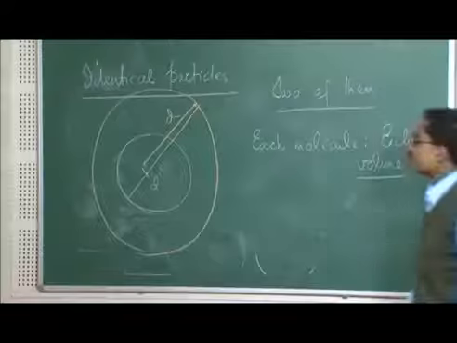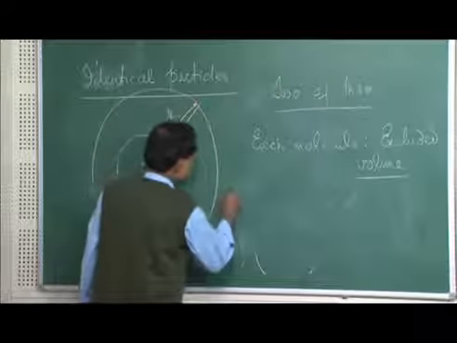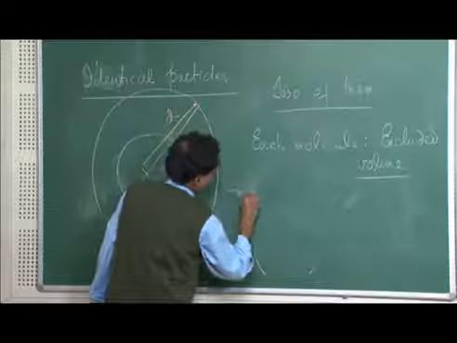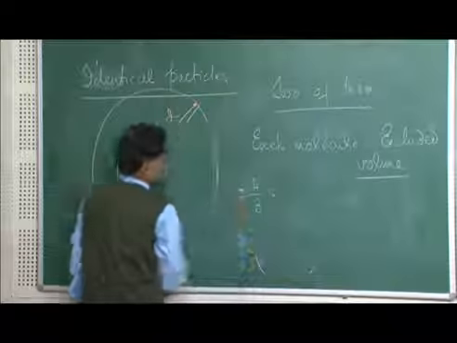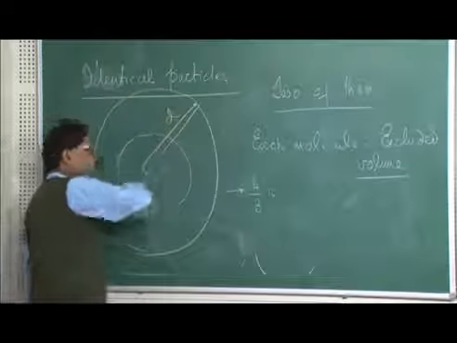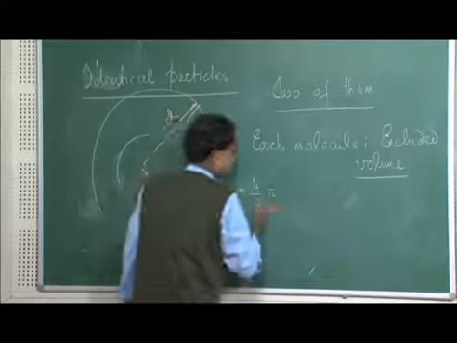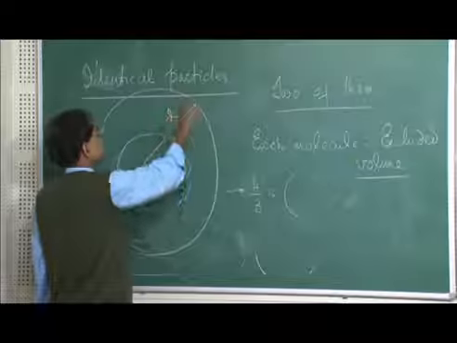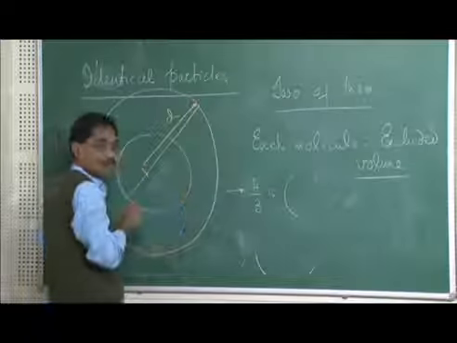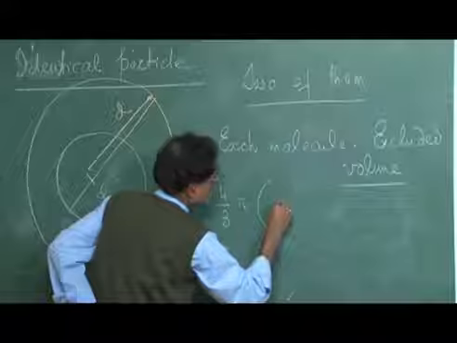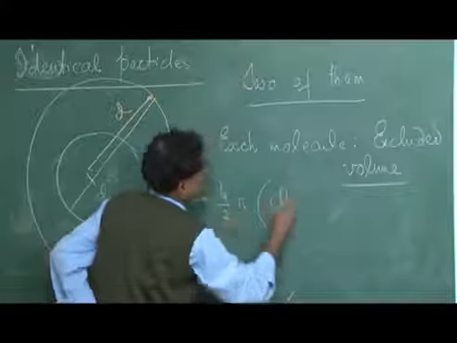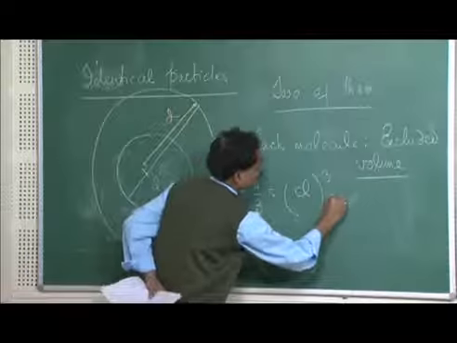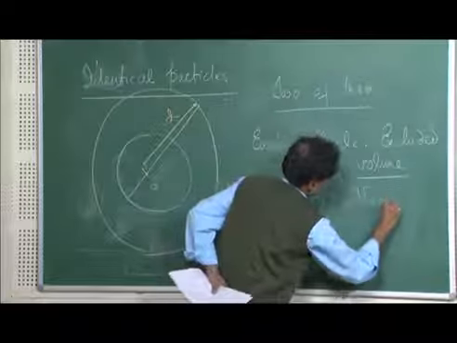And what is the volume of this sphere? The volume of this sphere will simply be 4/3 pi, but here this bigger sphere has a radius which is double the radius of the molecule itself. So, I can write it as d cubed. This is the volume that it excludes.